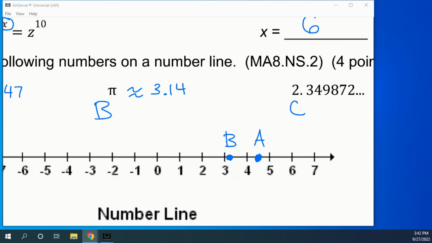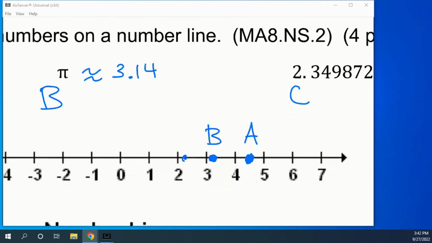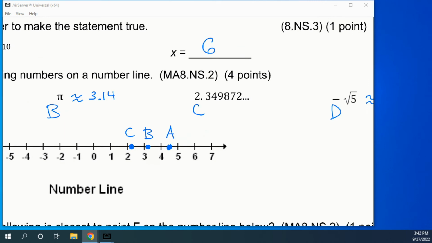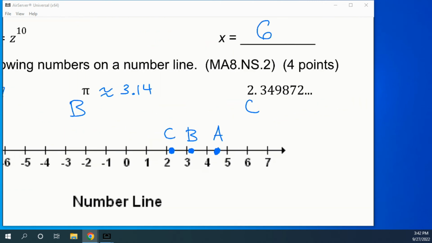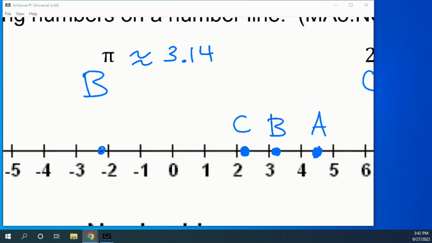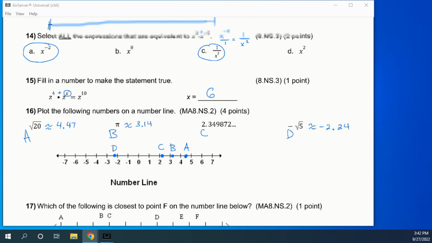C is 2.3, so that's between 2 and 3, and it's closer to 2. So somewhere like that. And D was the opposite of about 2.2. So it's going to be a negative, and it will be between -2 and -3. Maybe somewhere around there. These are just estimations. They're approximations. Do your best on this.